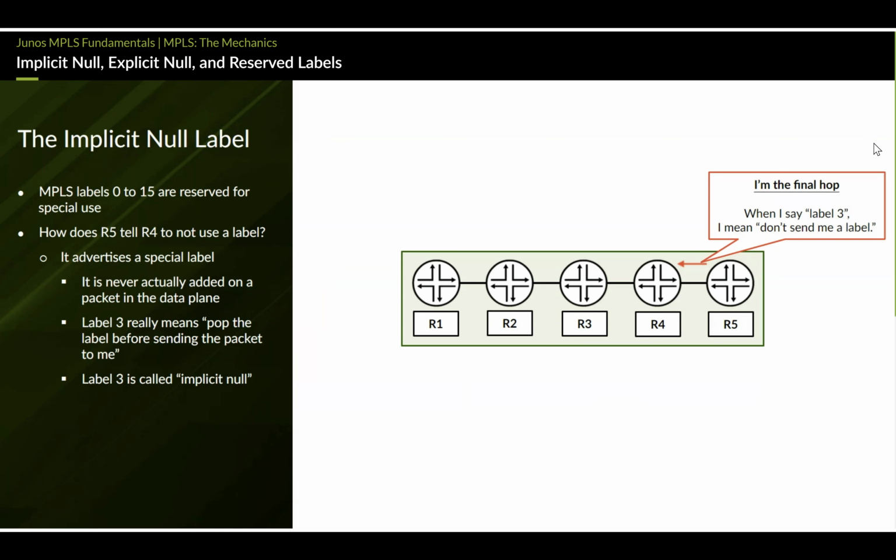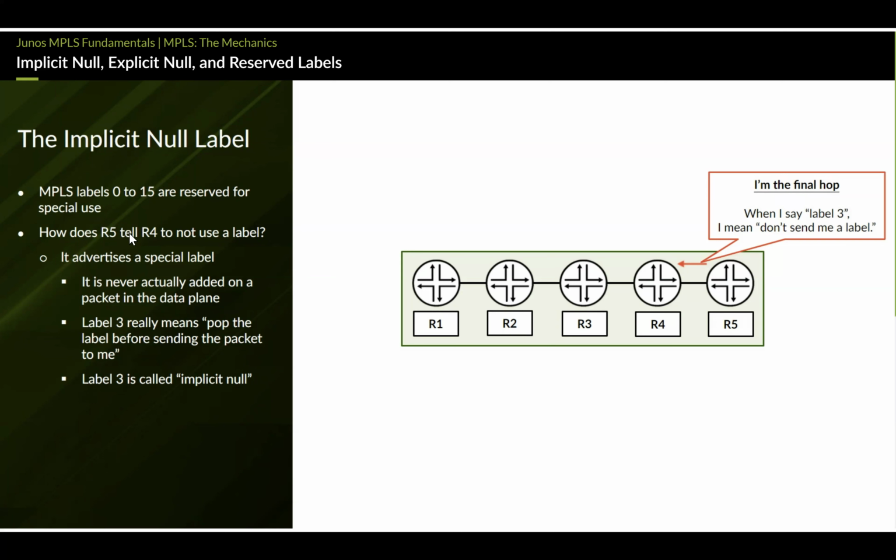See here, I'm the final hop. Router 4 is the final hop for the label. When I say label 3, I mean don't send me a label. That means MPLS labels 0 to 15 are reserved for special use. Routers don't use these labels, 0 to 15.